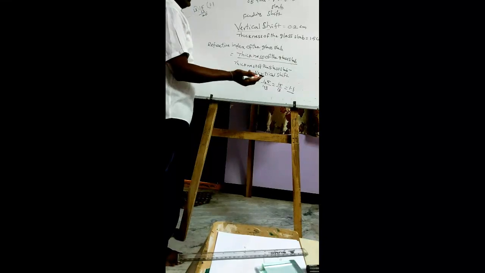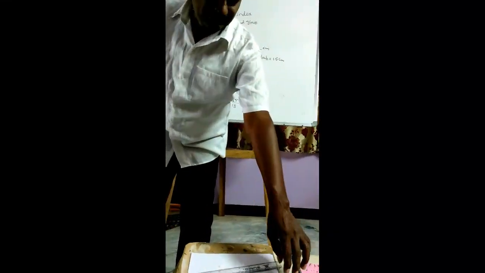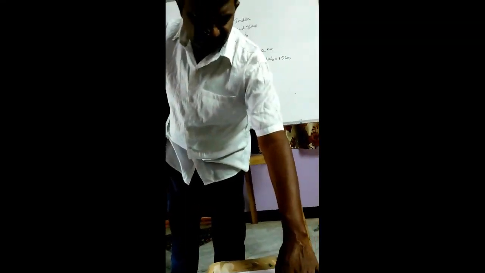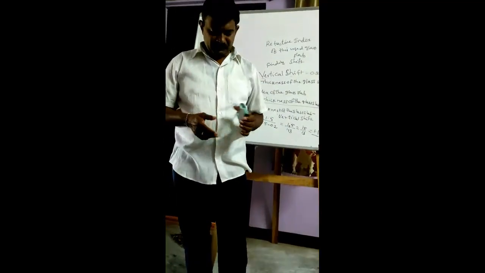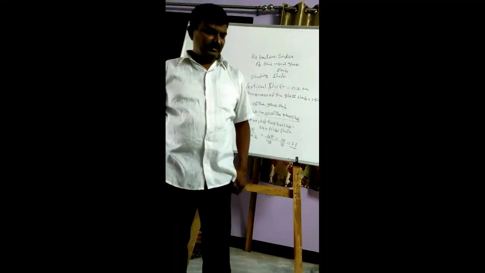Observe in the table, the refractive index of glass is given as 1 point something. The refractive index of the glass slab used is 1.1. Okay, with this we have finished our lesson on refraction.